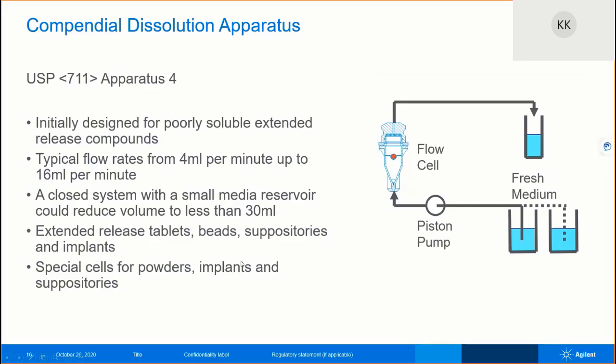You have some special cells for powders and suppositories. Sort of maybe a little bit on the historical background. Why don't we at Agilent have such a system? Well, Agilent is an American company, and we acquired the dissolution product range when we bought Varian. So Varian also is an American company, and the apparatus 3 was developed in the US.